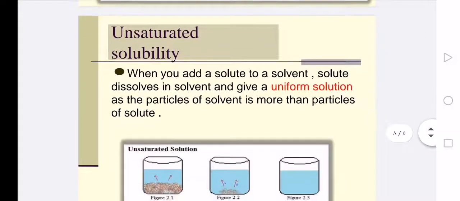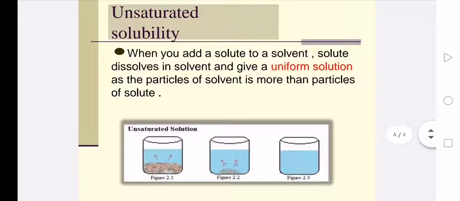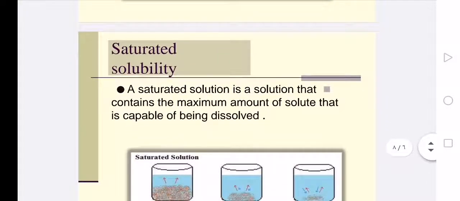Imagine with me if you have a beaker and you put in it some water, and this water, for example, is 10 molecules of water, and you have on the other hand 5 molecules of sugar, and when you put these 5 molecules of sugar in the water, which are the 10 molecules, it will dissolve completely. No precipitate will be found. It will give you a uniform solution, as the particles of the solvent are more than the particles of the solute. So when this happens, when the particles of the solvent are more than the particles of the solute, this is called unsaturated solution.